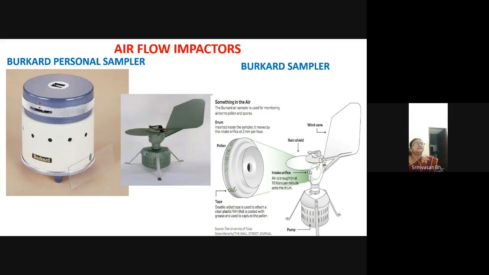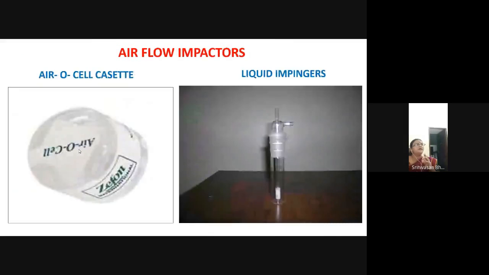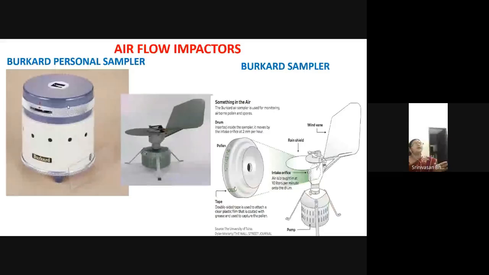There is a rain shield to prevent the wash-off of the sticky surface, and there is a wind vane which moves according to the wind direction. In this Burkhard sampler, the sticky surface is a transparent tape which is wound around the drum. This is mostly used for the outdoor sampling of airborne pollen grains and spores. In the Burkhard personal sampler also, the spore types can be monitored.